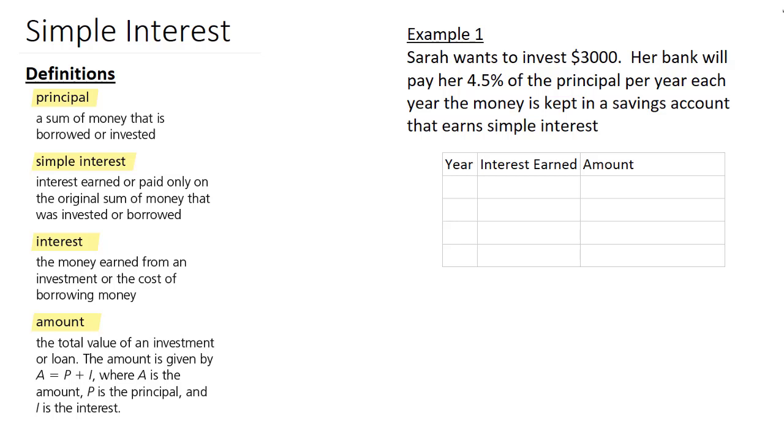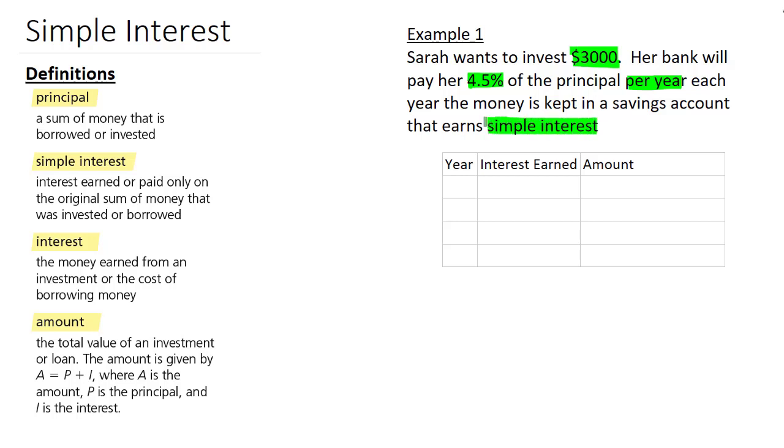So let's look at an example here, and we're gonna start on something called simple interest. Okay, so we'll go through these definitions as we look at this example. So Sarah wants to invest $3,000, okay? So she's gonna invest $3,000 at the bank. Her bank will pay her 4.5% of the principal per year. All right, so every year she's going to get 4.5% interest. She's going to earn that money in her savings account, and it earns simple interest. That's the key. We want to look for these words. Is it simple interest, or we're going to learn something about compound interest in our next lesson?